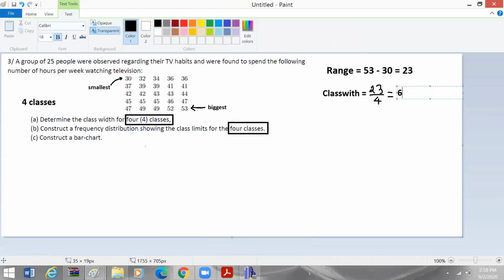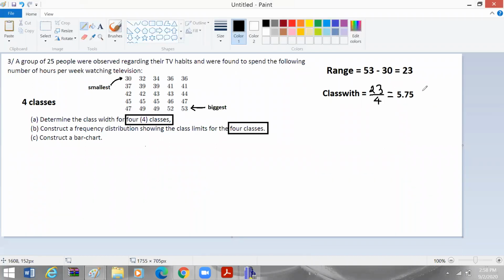But remember, the class width cannot be a decimal number, so we have to round off a little bit. When we round off, that becomes 6. So 6 will be the number that we're going to use to make a chart, to make a table. This is really important because I want to have 4 different classes. Yes? I just wanted to be clear.